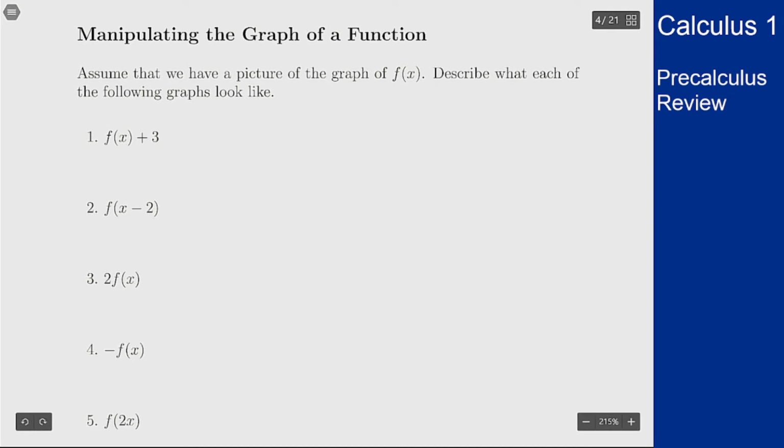So first we have f of x plus 3. This plus 3 says after you're done with finding what f of x is, move it up by 3 units. So this is a vertical shift upward by 3 units.